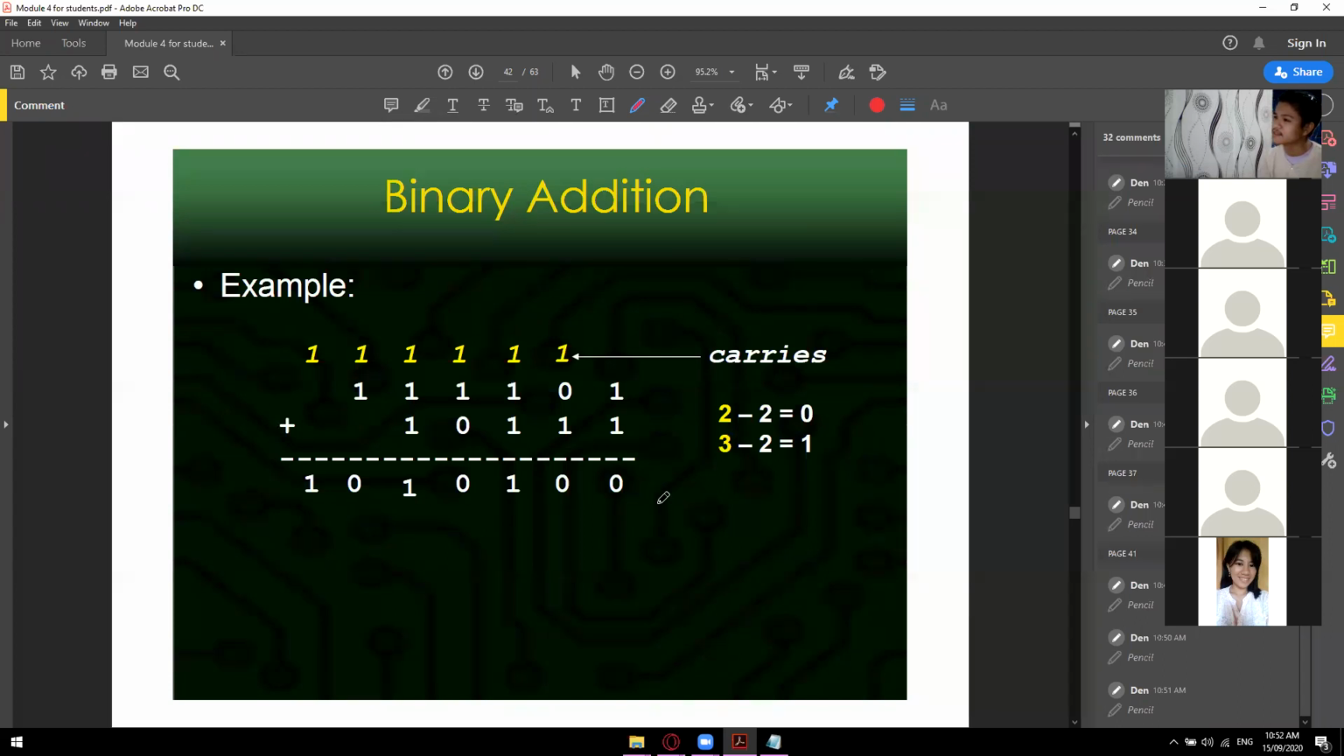Okay? So, sinong naguguluhan? Or sinong medyo okay lang, medyo nagigets naman? So, 1 plus 1, 10. 1 plus 1 plus 1, 11. 1 plus 1 plus 1 plus 1, yung apat na 1, is 100.